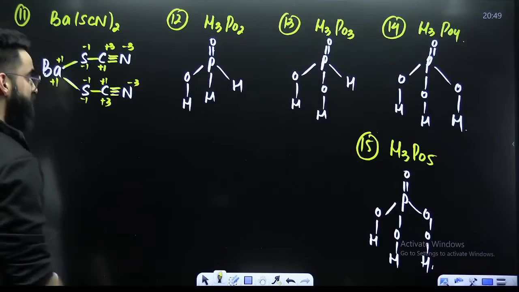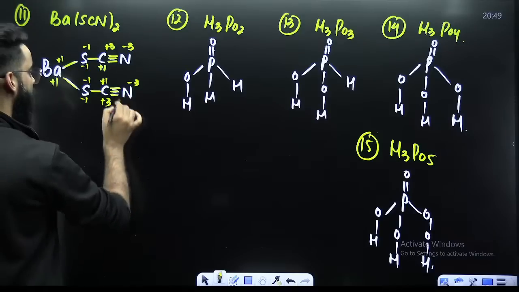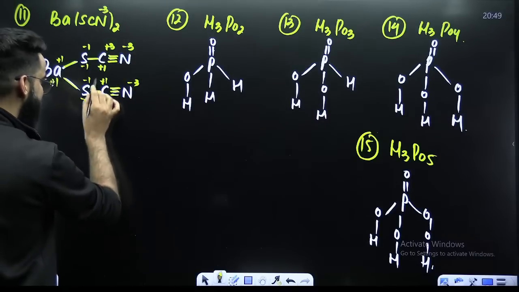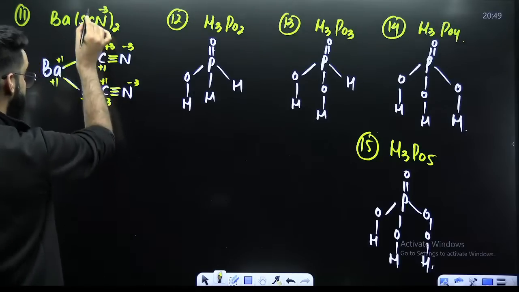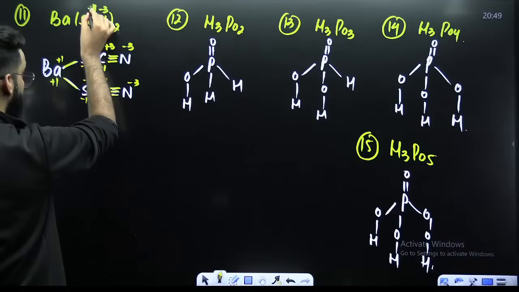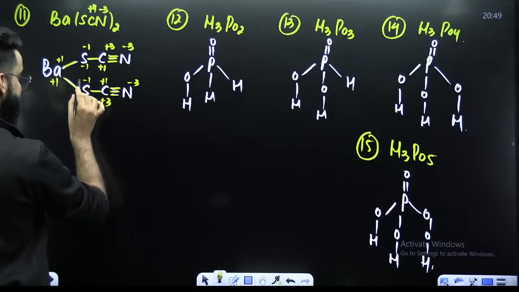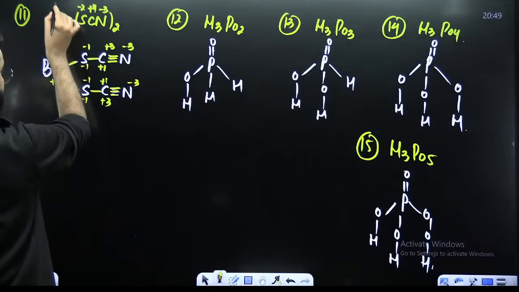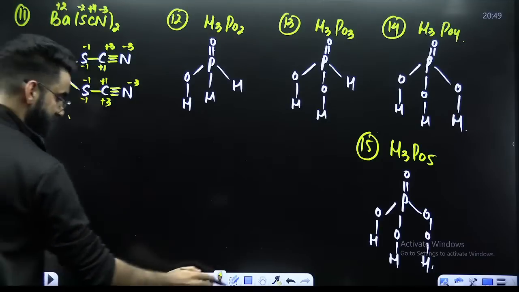Now calculate the oxidation state of each element over here. Nitrogen is present in minus 3 oxidation state. Carbon is present in plus 3 plus 1 plus 4 oxidation state, that is, plus 4. Sulfur is present in minus 1, minus 2 oxidation state. Barium is present in plus 1, that is plus 2 oxidation state. Right?